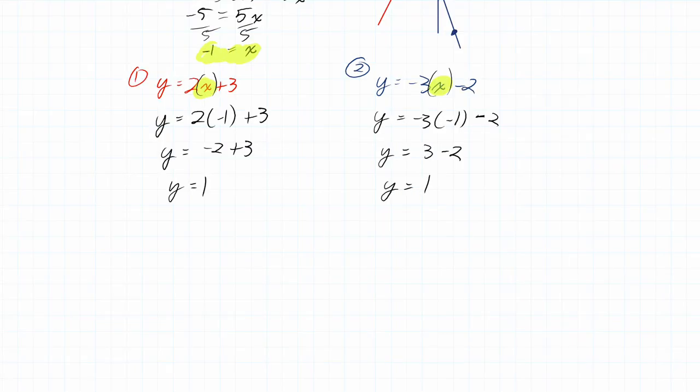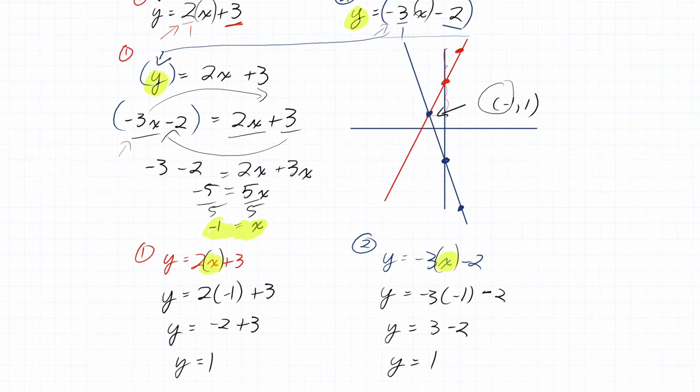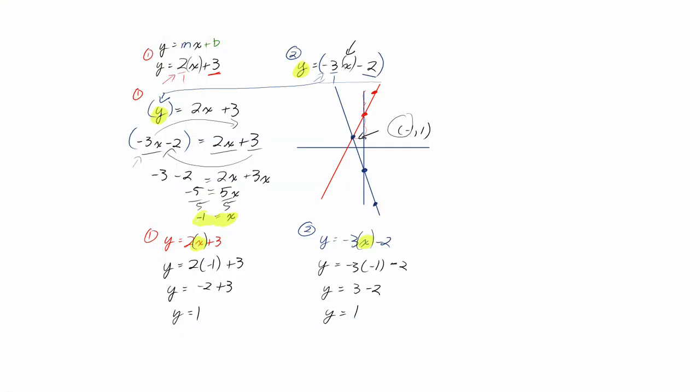So we've just shown, using two different methods, the answer to this linear system, which is -1, +1. We showed that graphically, and we've also gone about it algebraically. We've solved that.